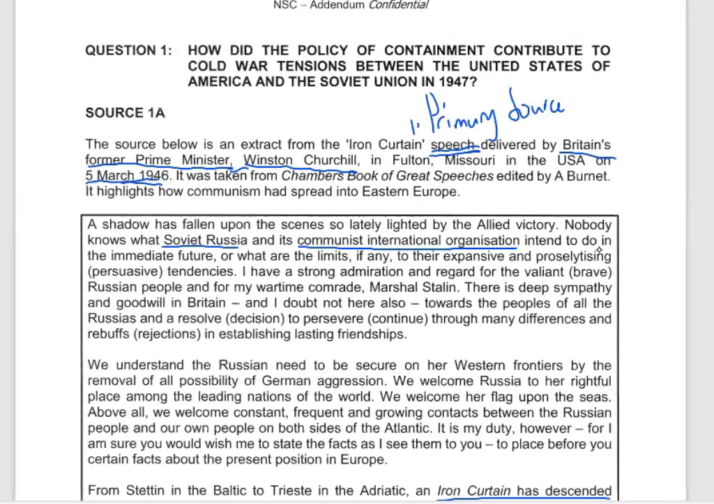Unlike if it was produced 20 years later, some facts might be misrepresented or some facts might be lost because of the time factor. But this source was produced during the time of the onset of and the height of the Cold War tensions. So we can safely rely on that, given that the source was produced during the time of the heated Cold War tensions.